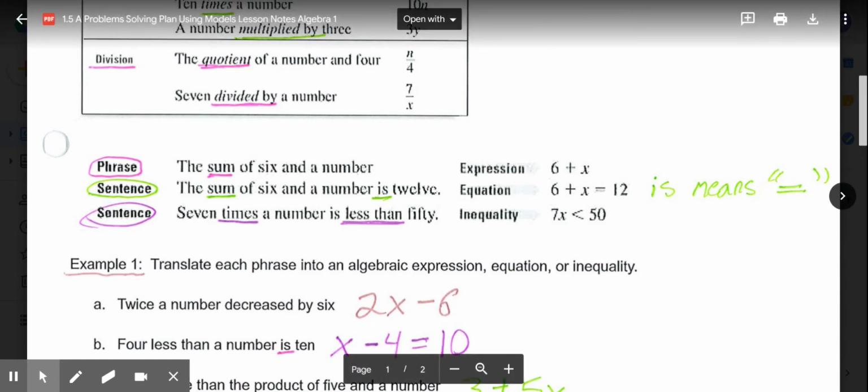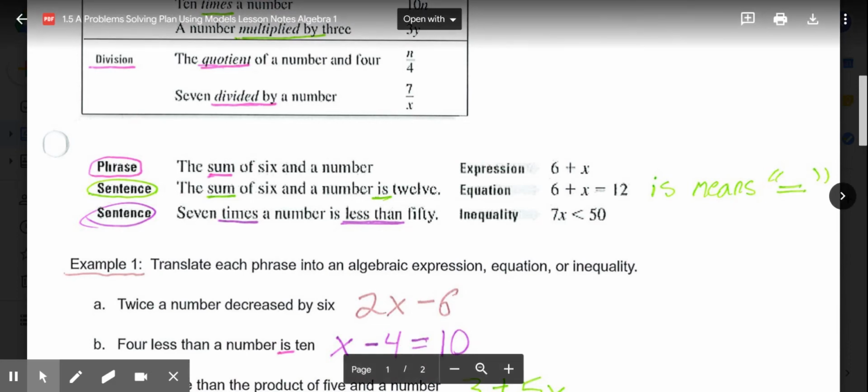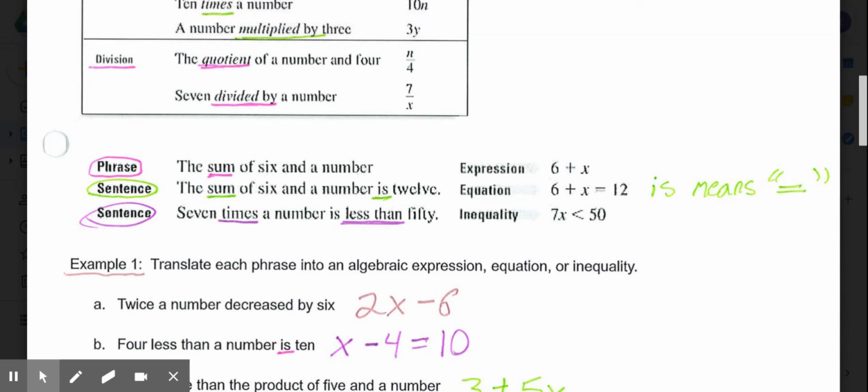Then, when we add the word is, it always gives us the equal sign if it's on its own. So the sum of 6 and a number is 12. That would be written as 6 plus x equals 12. And then if is is paired with a less than, greater than, less than or equal, or greater than or equal, we have an inequality. So in this case, 7 times a number is less than 50. Our inequality would be 7 times the number, 7x, is less than 50.